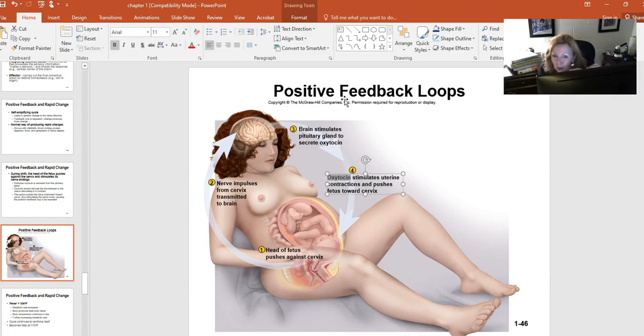You can't keep it going forever though, because then the clot would block the vessel, and then blood can't get past that point. So positive feedback until the clot's formed and the bleeding's been controlled, and then it has to stop. You certainly don't want to stay in labor forever.